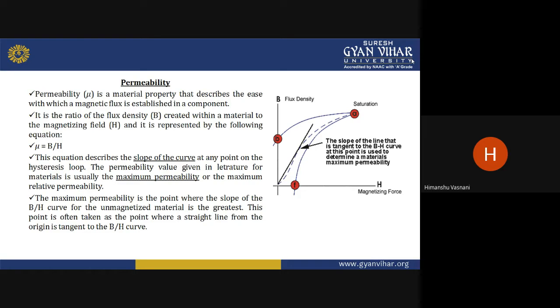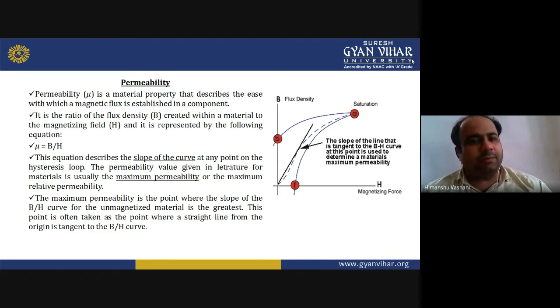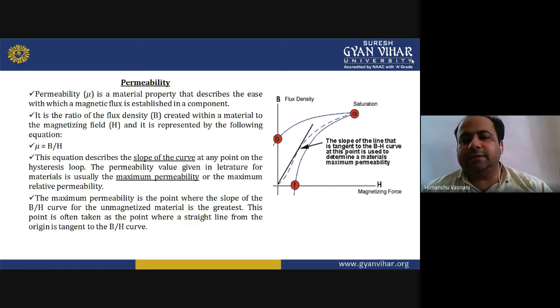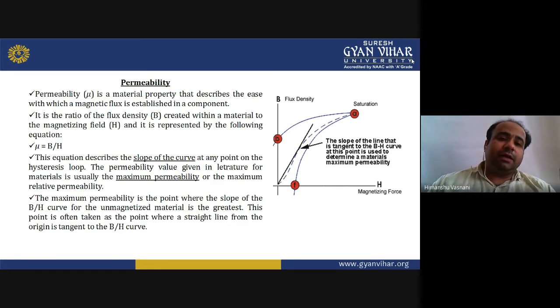It is described as a material property, the ease with which the magnetic flux is established in a component. It can be described as the ratio of the flux density, that is capital B, created within a material to the magnetizing field, that is capital H, and it is represented by the following equation: mu equals B upon H.